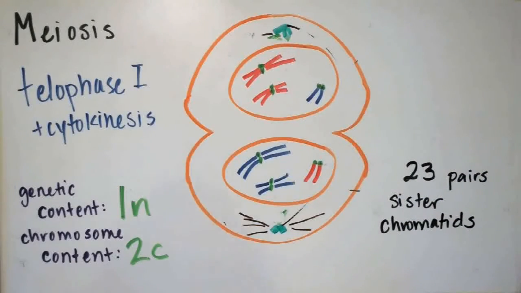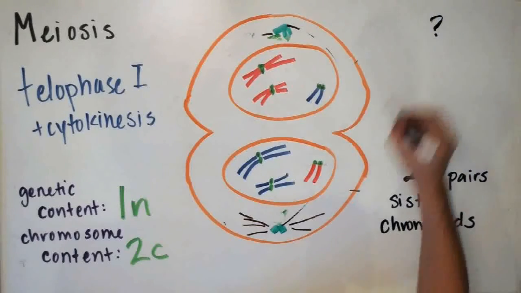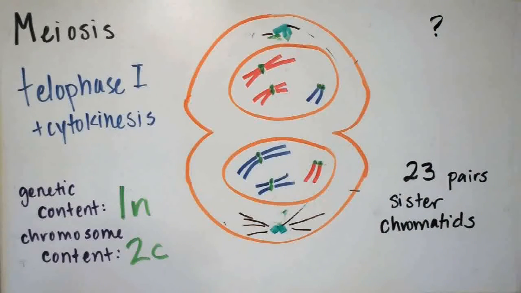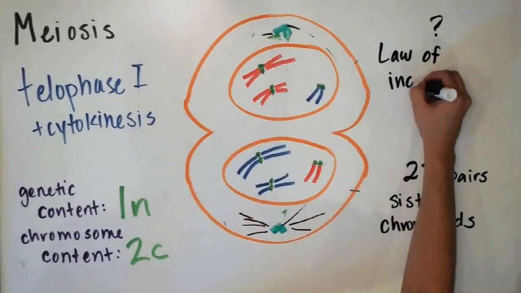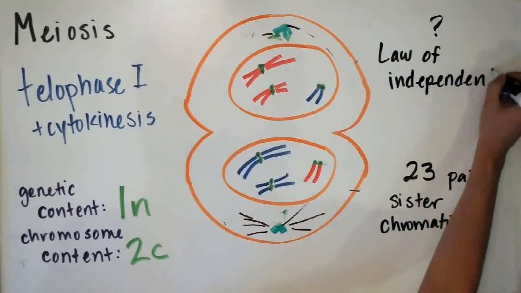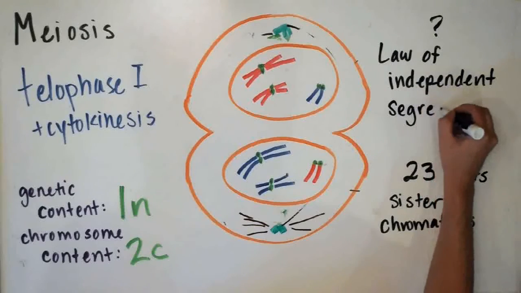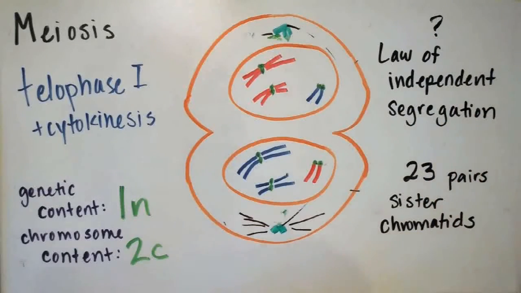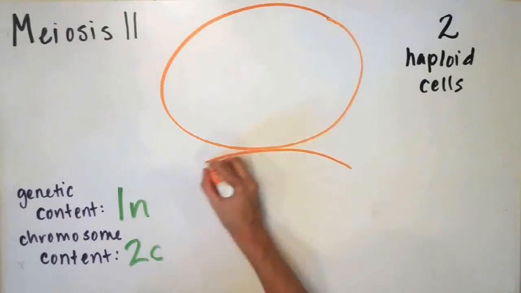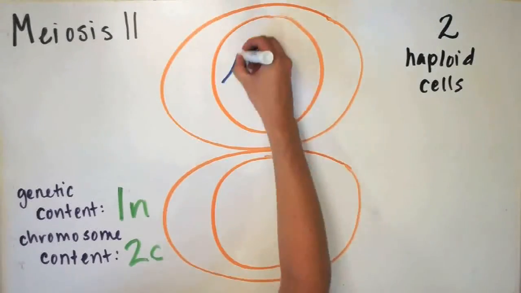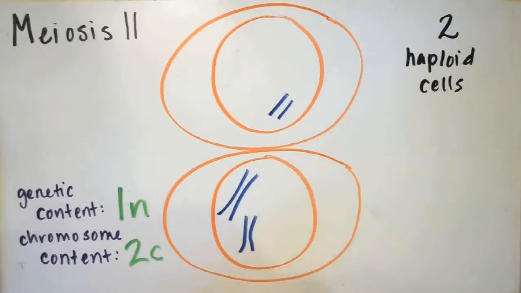Now, how does the result of meiosis 1 relate to Mendel's laws? Well, at this stage, the maternal and paternal alleles of any particular gene were separated into different cells, explaining the law of independent segregation. Therefore, these resulting cells can also be described as haploid. Meiosis 2 comes next and is very similar to mitosis, except that it begins with haploid cells.